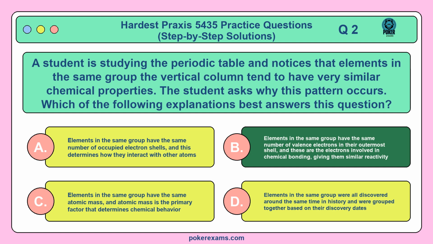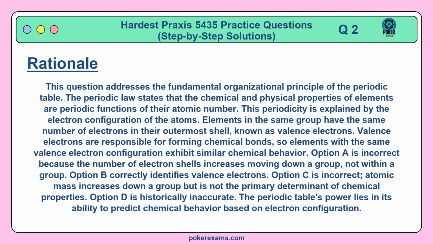The correct answer is B. This question addresses the fundamental organizational principle of the periodic table. The periodic law states that the chemical and physical properties of elements are periodic functions of their atomic number. This periodicity is explained by the electron configuration of the atoms. Elements in the same group have the same number of electrons in their outermost shell, known as valence electrons. Valence electrons are responsible for forming chemical bonds, so elements with the same valence electron configuration exhibit similar chemical behavior.